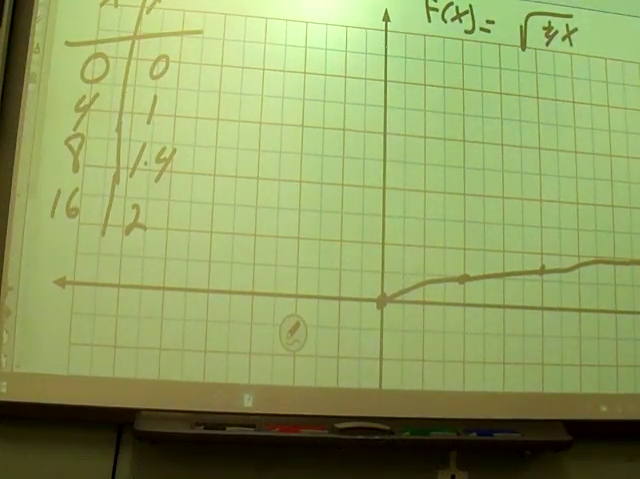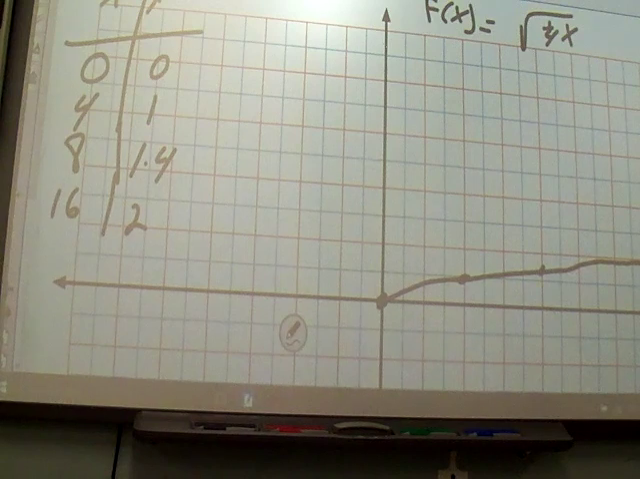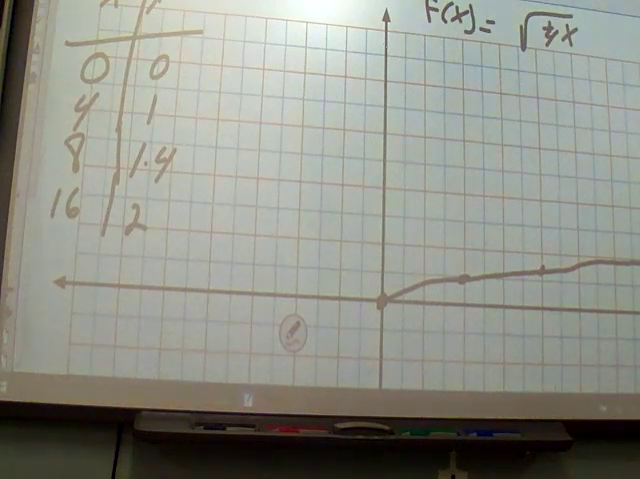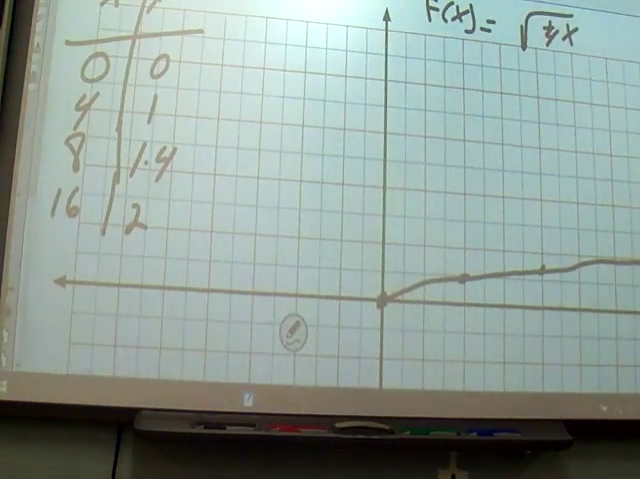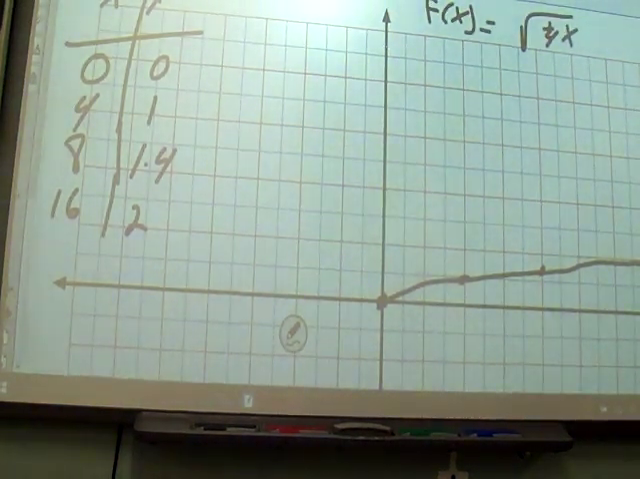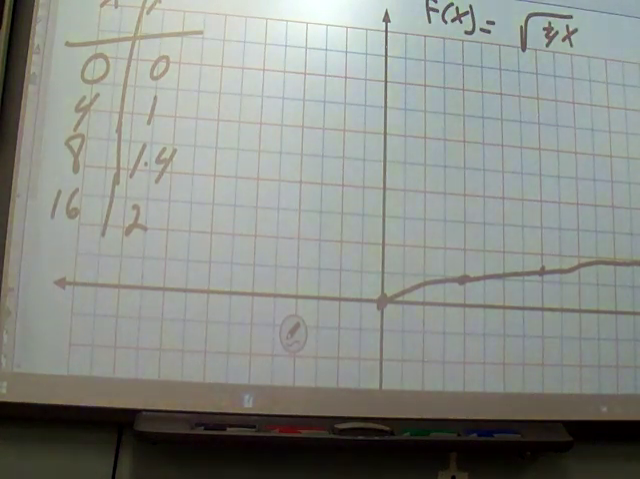These calculators, I say this every year, they're not like megapixel, high def, 1080, whatever it's called. So they don't give you the best picture, but you still should get something that's got some similarities of that. And then you ought to be able to go to your table and get some points, right?